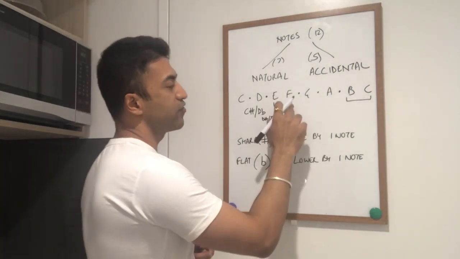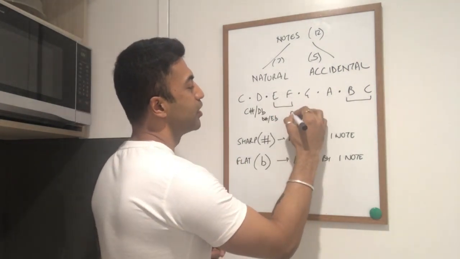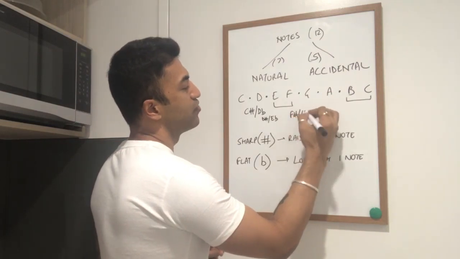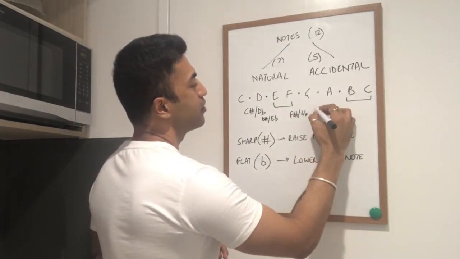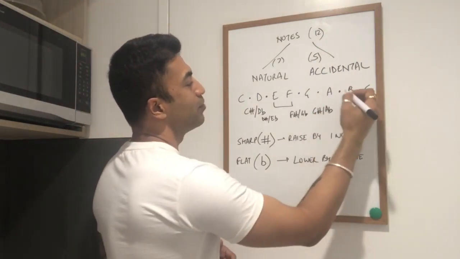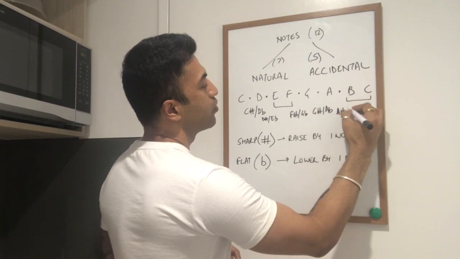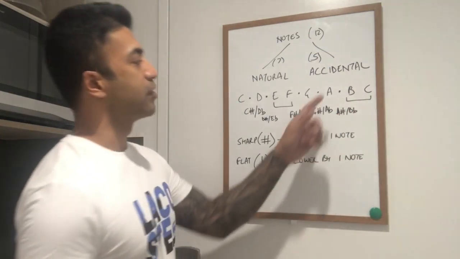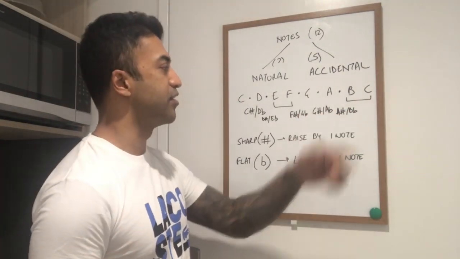Yeah? E and F, no accidental. F and G, there's an accidental. It's an F sharp, or it can be a G flat. G and A, there's an accidental, a G sharp or an A flat. A and B, there's an accidental, A sharp or a B flat. And similarly, B and C, they don't have any accidental between them.